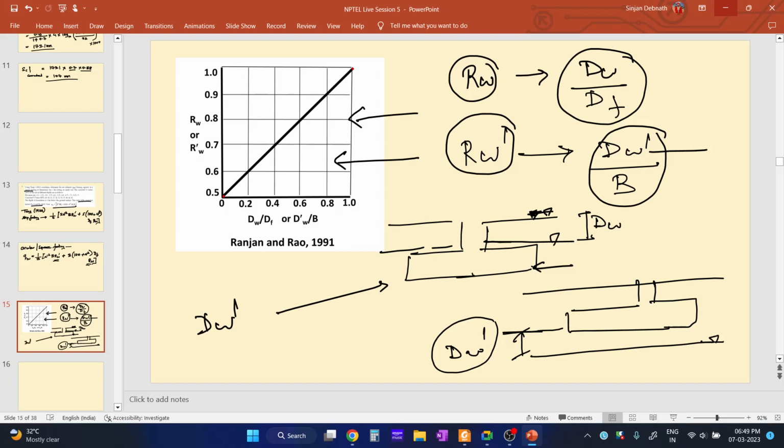So what will be the value of rw dash in the first case? This one is the first case, this one is the second case. For the first case, you will get a positive value of dw by df, but dw dash will be 0. So if you find the dw dash by b ratio, that will be 0, so the corresponding rw dash will be 0.5. See, at this point rw dash is 0.5.